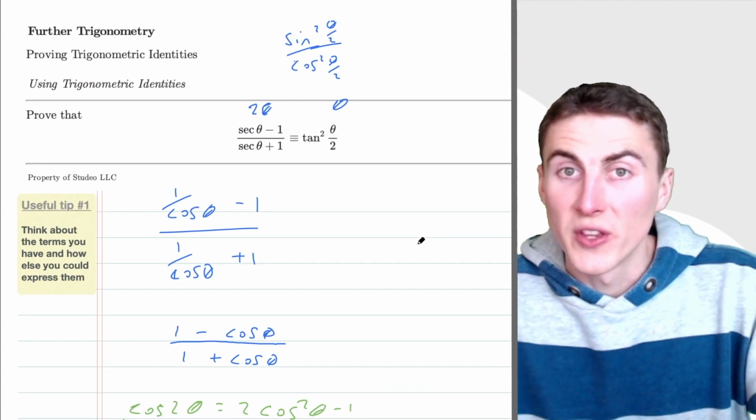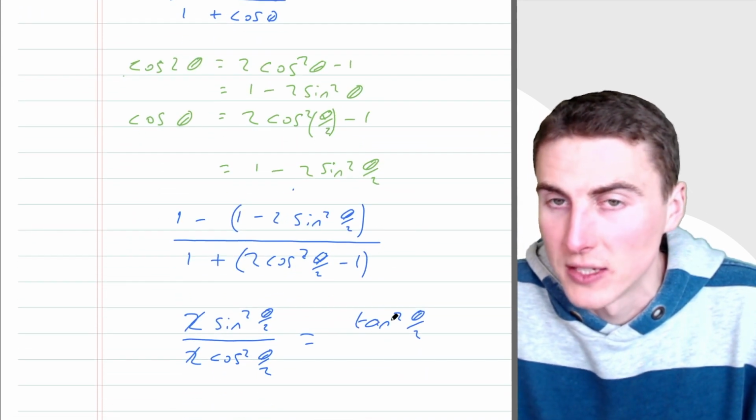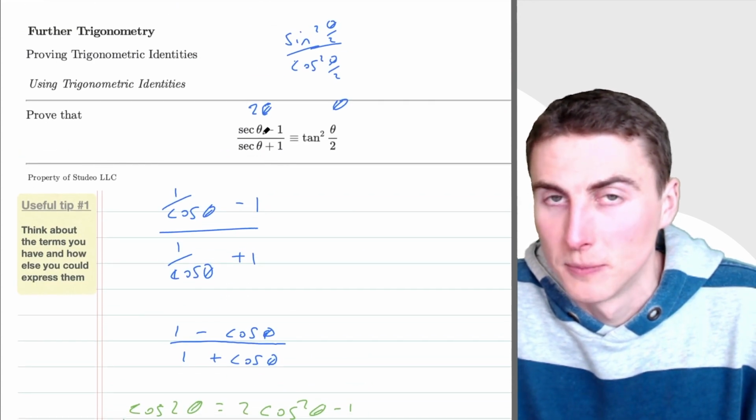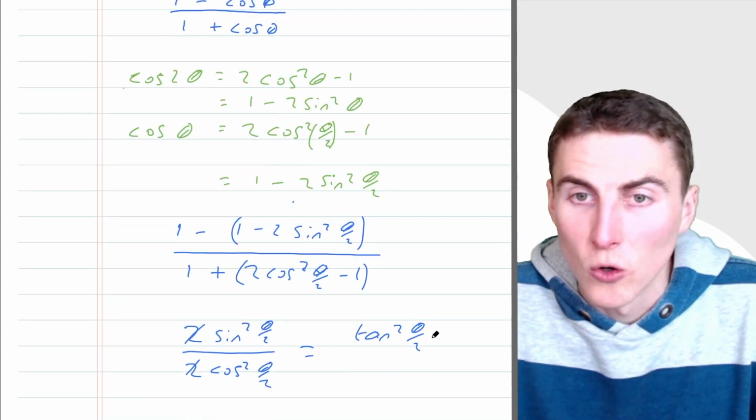So I just want to say overall, this is a fairly tricky one. And we probably couldn't really have got there without having this in mind from the beginning. And we certainly couldn't have got there without noticing the double angle formula bit. So just watch out for those sorts of things. But yeah, I hope that all made sense.